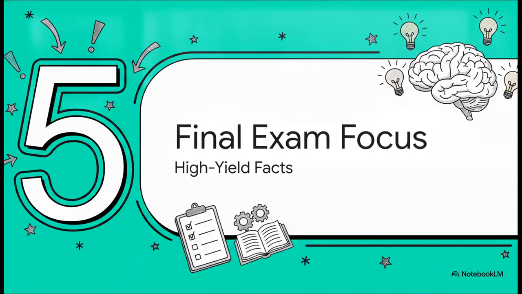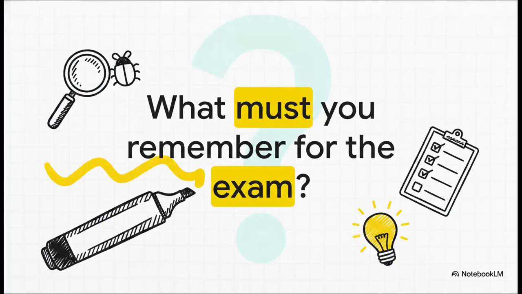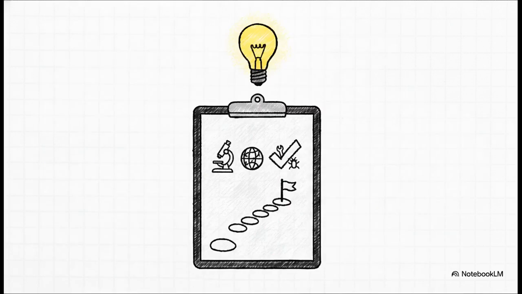Section 5. Final Exam Focus. All right, everyone, listen up. This is the highest yield section of the explainer. What absolutely must you remember for the exam? If you've drifted off, grab a coffee and come back to me right now, because you need to highlight this in your notes. Here are your top priority, high-yield facts.